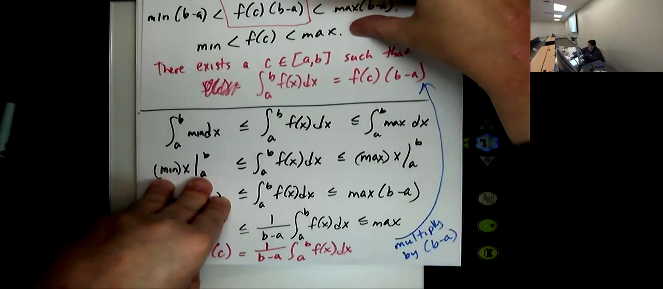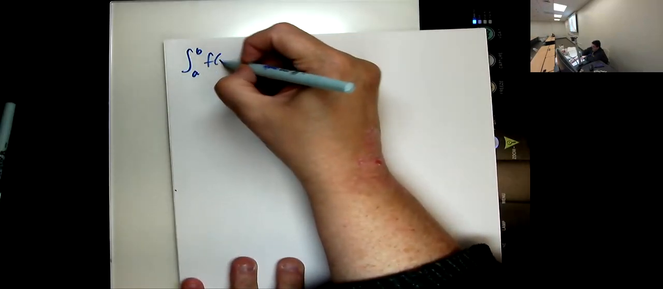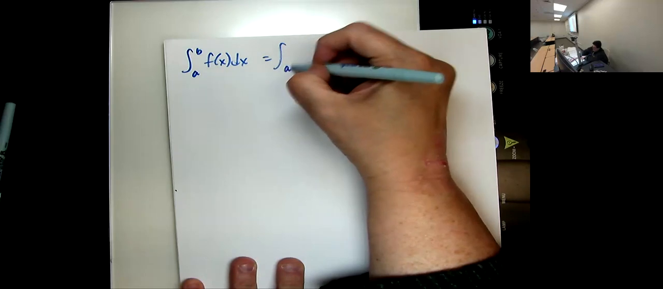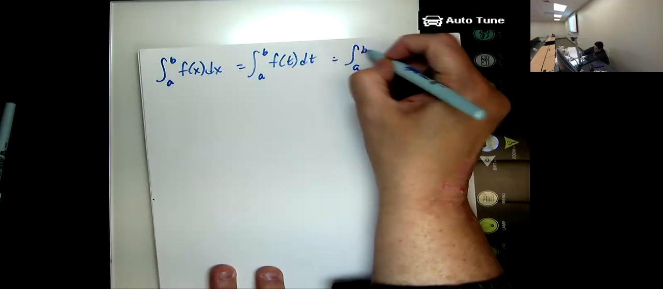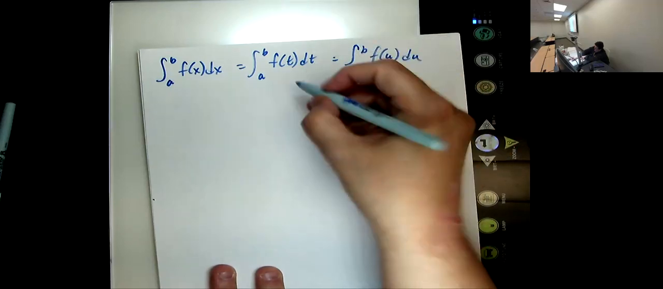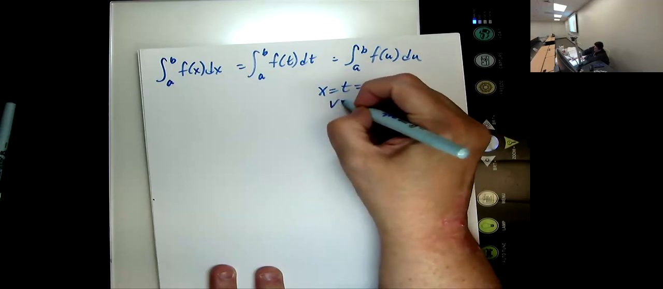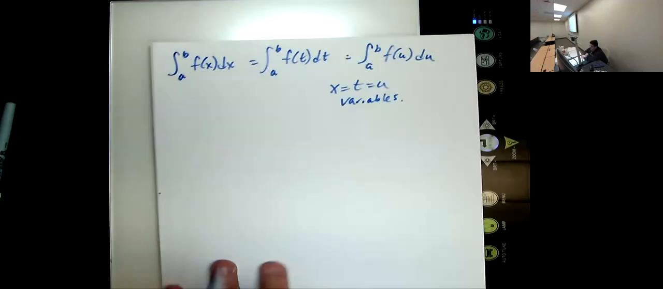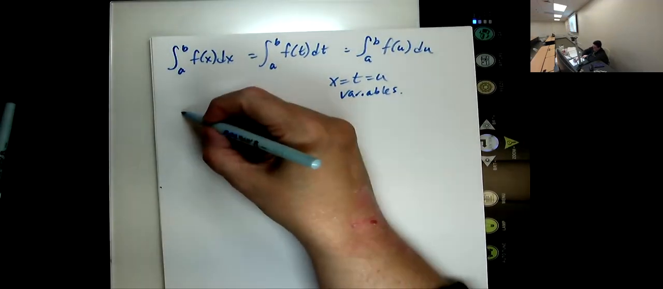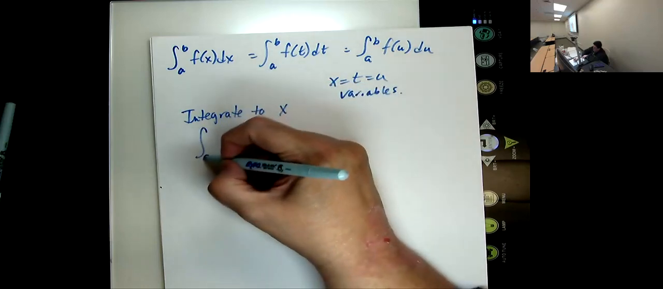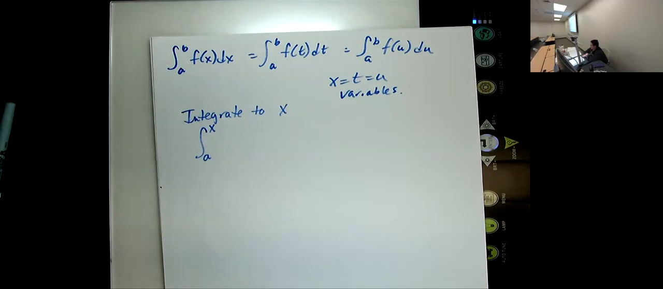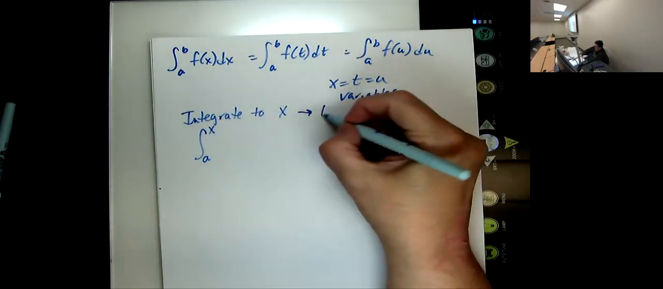So to show you the second fundamental theorem of calculus, I need to point out something real quick. If I go a to b of f of x dx, that's the same thing as doing a to b of f of t dt. It's the same thing as a to b of f of u du. If x equals t equals u, they're all just variables here. So if we want to integrate to x, we don't want to use f of x dx. Does that make sense? So let's use t.